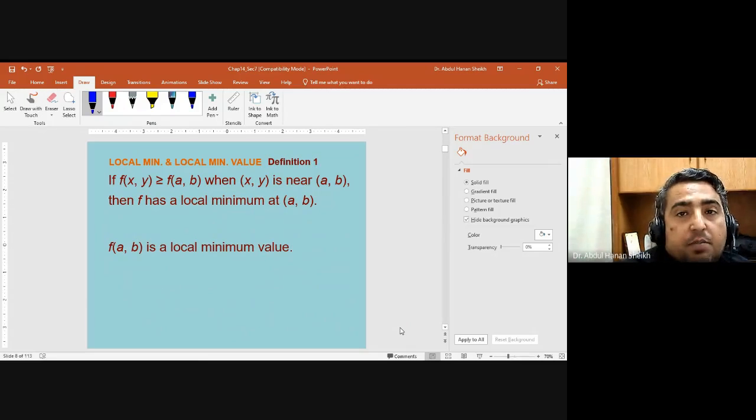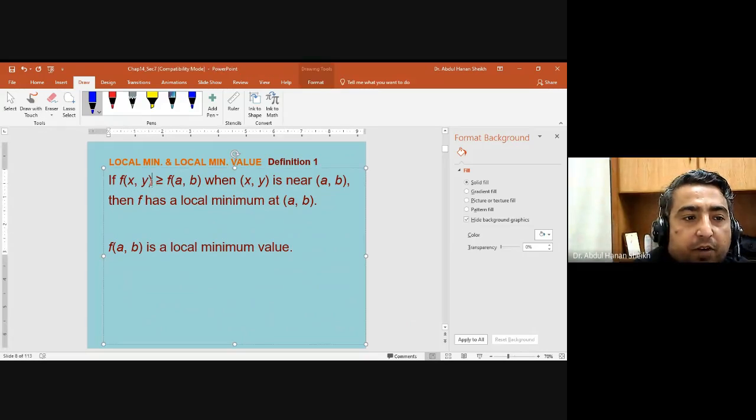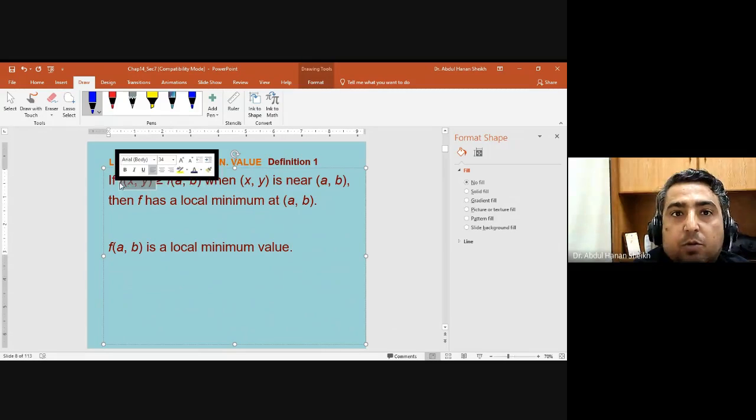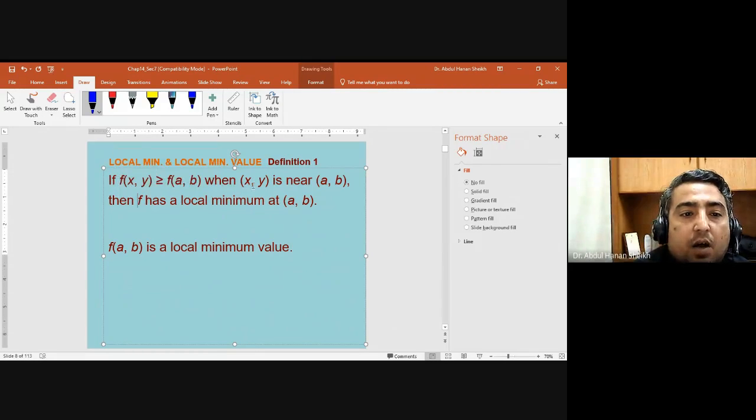The symmetrical definition for a minimum is: (a, b) is a minimum point when the function has its minimum value there. Then for all other points near it, in the neighborhood of (a, b), theoretically we will write f(x, y) is greater than f(a, b). This is the smallest value.